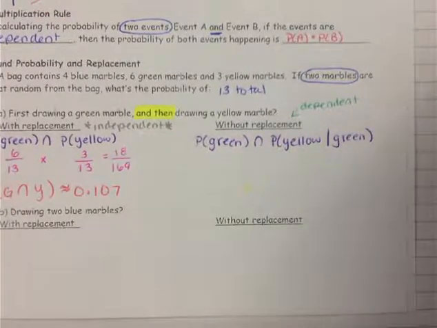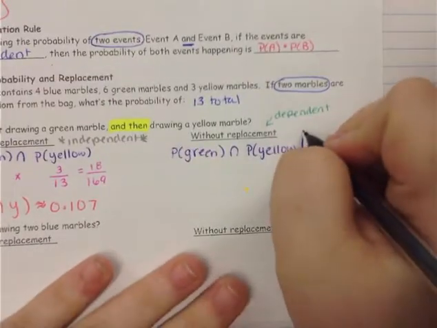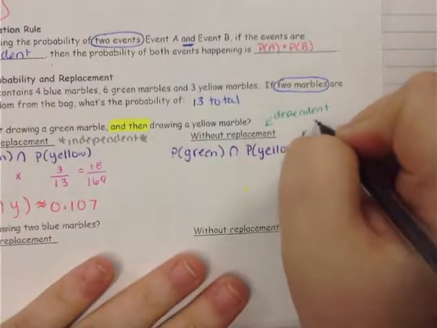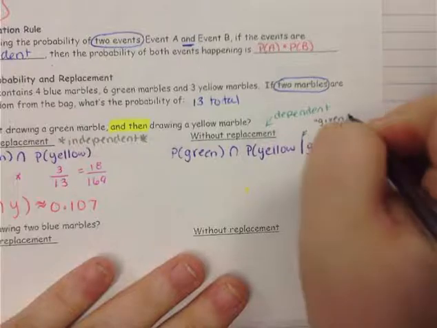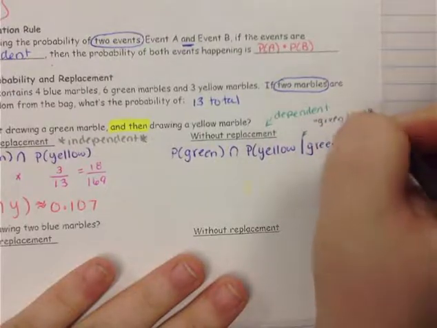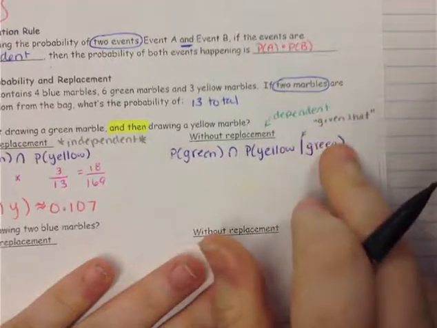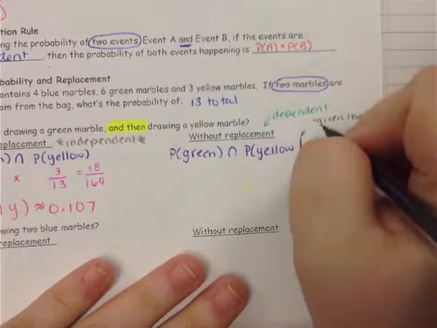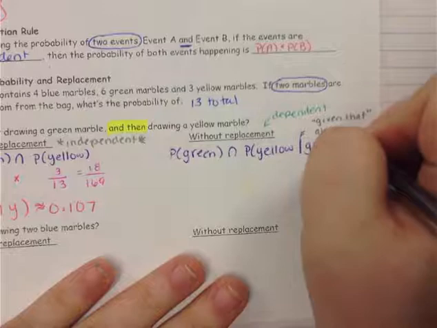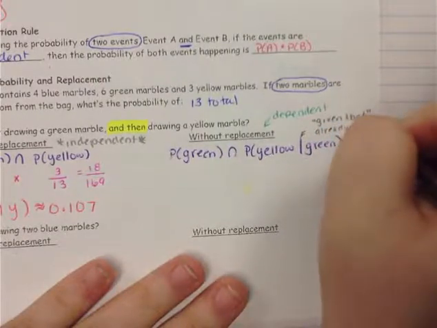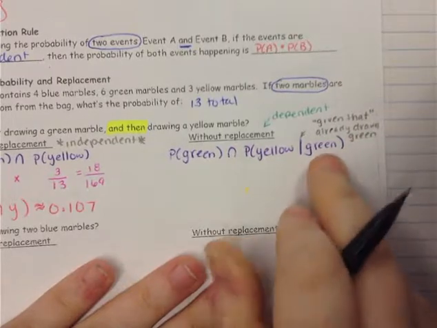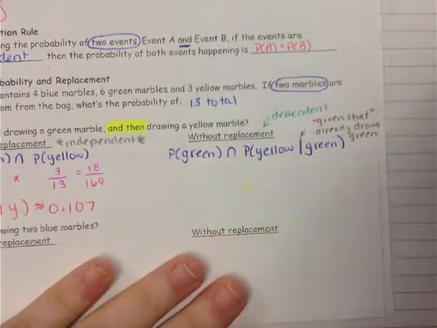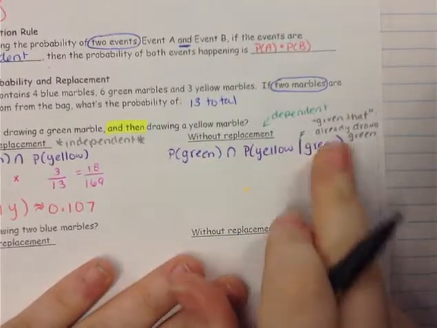So I'm going to write out what this means. This vertical line means given that. And it really talks about given that we've already drawn the green and we did not replace it. So given that we've already drawn the green and we did not put it back, that means that the green one is out of the entire bag. That one green marble is gone.